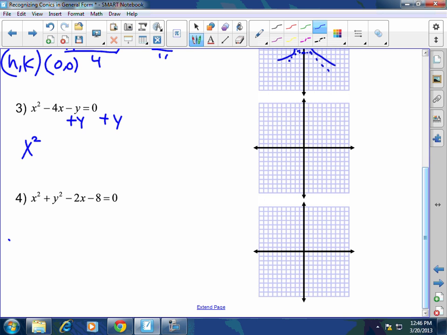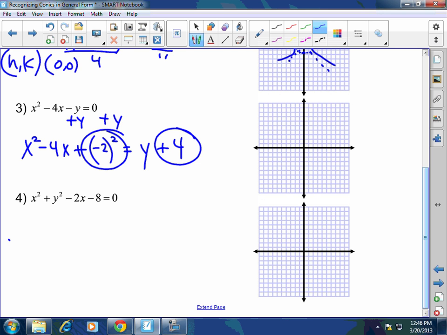So I'm going to have my x squared minus 4x plus negative 2 squared, good job, b over 2 squared, equals y plus 4, the negative 2 squared. Remember, my brothers, whatever you add to one side, you have to add to the other side. When you complete that square, you have to add b over 2 squared to both sides. You with me? All right. So now we're going to have x minus 2 squared equals y plus 4.